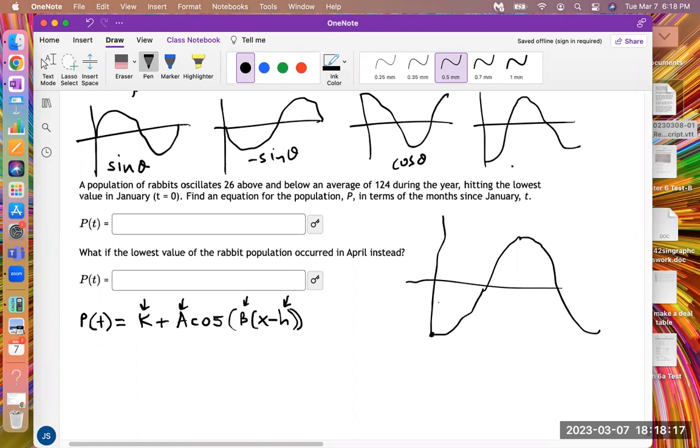So which one of the four starts at its min value on the y-axis, or when x equals 0? There's only one, the negative cosine. So it is a negative cosine here, so I can change this to negative.